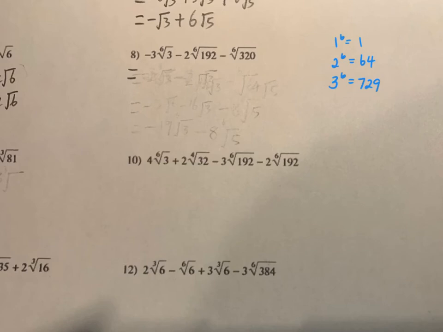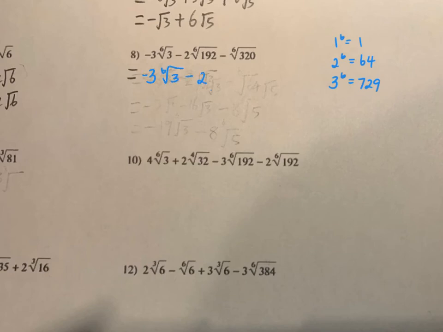So let's take a look at this first one. Negative 3 times the 6th root of 3. So this 3, clearly I'm not going to be able to do anything with that. Any of these numbers here cannot be used to write 3 as a product of it and itself. So I'm just going to copy that down, the 6th root of 3.